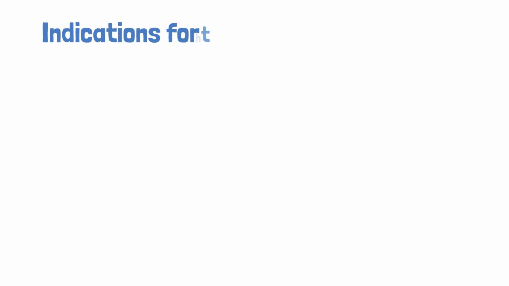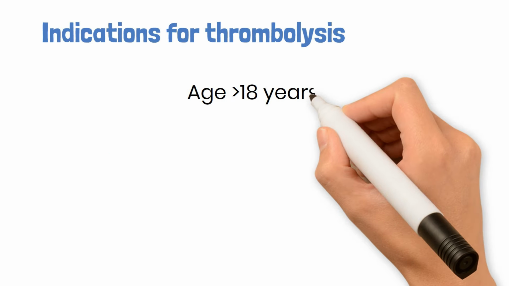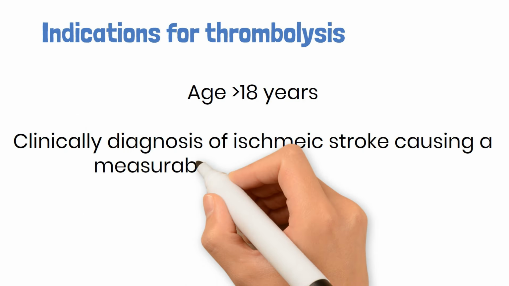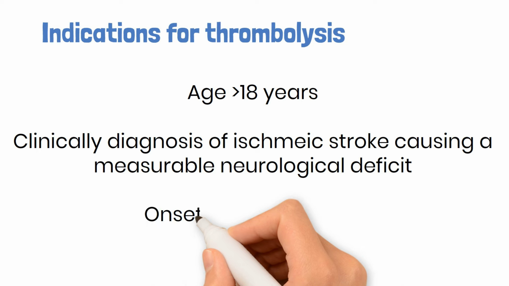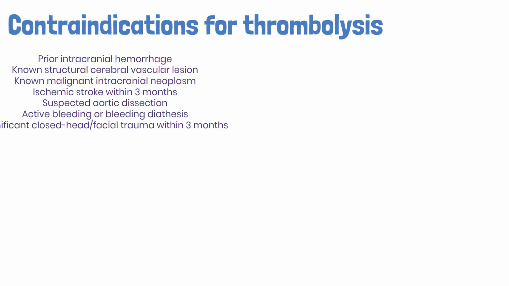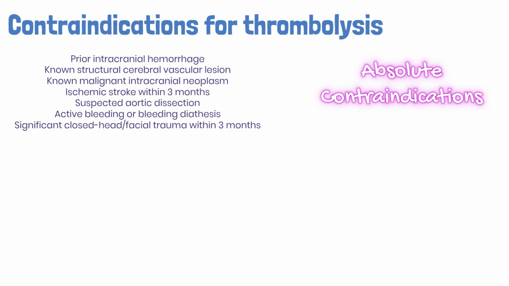The indications for thrombolysis are age more than 18 years, clinical diagnosis of ischemic stroke causing a measurable neurological deficit, and onset within 4.5 hours. Before administering tPA, we should also rule out the contraindications.